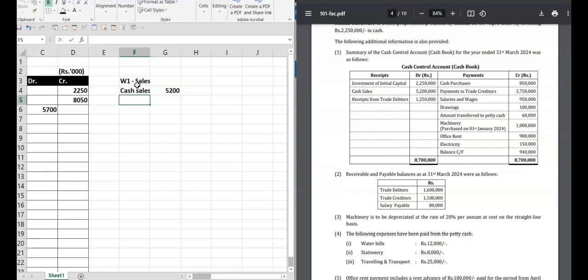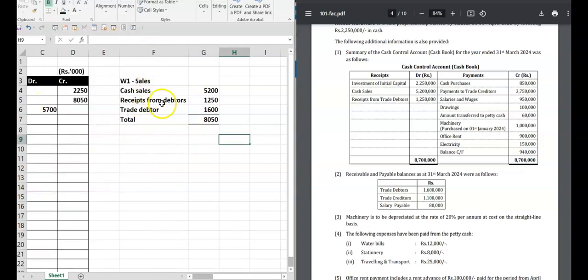In the sales figure you calculated the cash sales, that is 5,200,000, and receipts from debtors, that is 1,250, and trade debtor balance. Trade debtor balance is 1,600. So in total that will be 8,050. So this is how you have to do this.